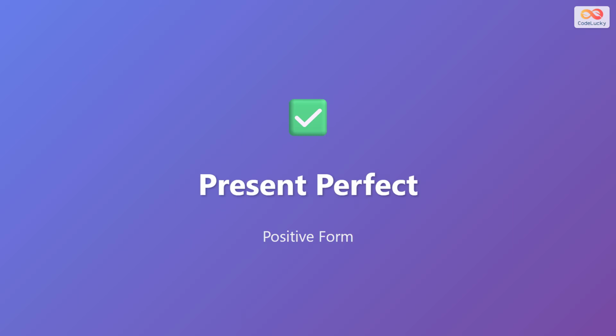Welcome to this lesson on the present perfect tense in its positive form. The present perfect is one of the most important tenses in English, and today we'll learn how to use it correctly when making positive statements.